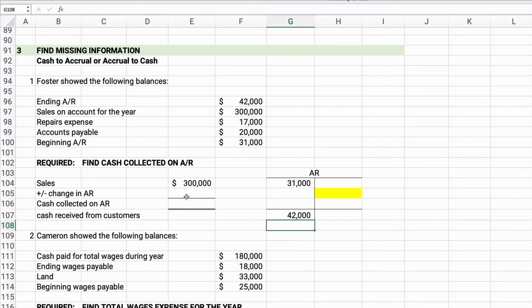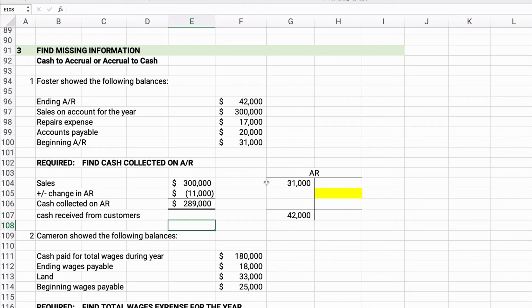So here's what we need to do. We need to figure out, is this $11,000 a positive number or a negative number? Because the accounts receivable went up, did we collect more cash or less cash? Well, because we made a sale, let's just say that's one sale. We made a sale on account, so our sales go up, but our cash does not, and therefore we need to subtract that out, so it's going to be negative $11,000. So how much is our cash received from customers? It's going to be $289,000. $289,000 is cash received from customers.